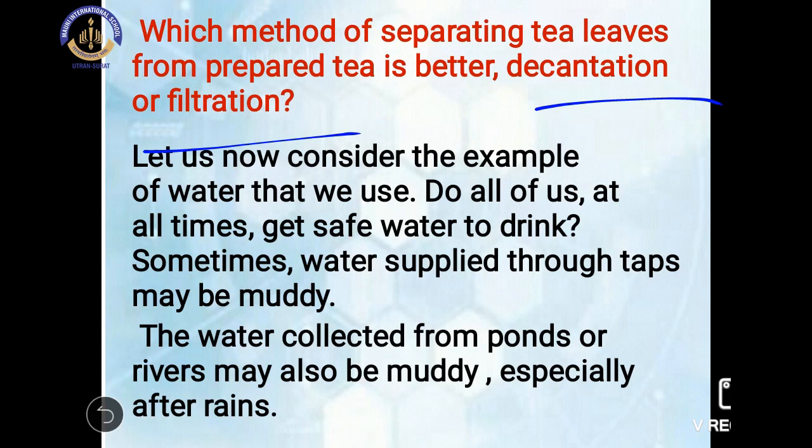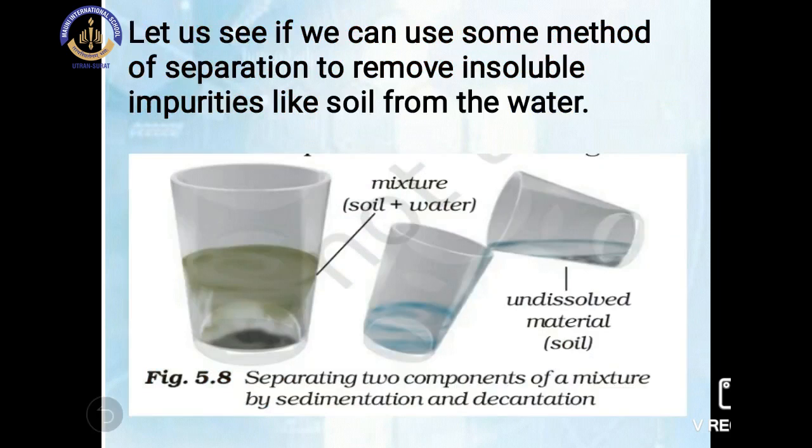Do all of us at all times get safe water to drink? Sometimes water supplied through taps may be muddy also. We all do not get safe water to drink. The water collected from ponds or rivers may also be muddy, especially after rains, because after rains the water from the ponds and rivers may become muddy and impure.